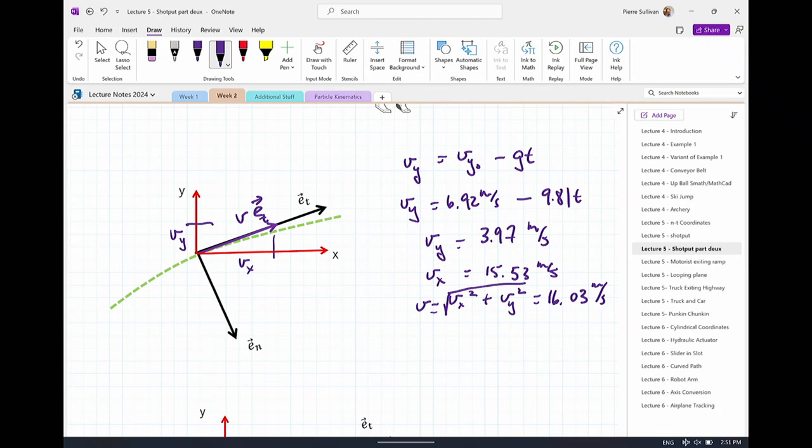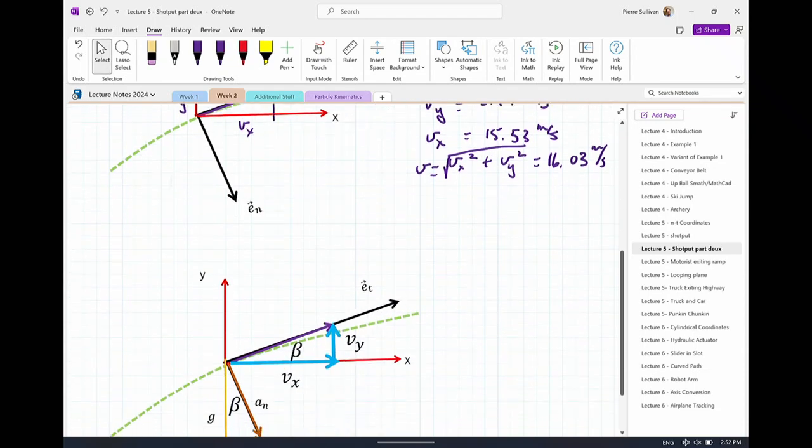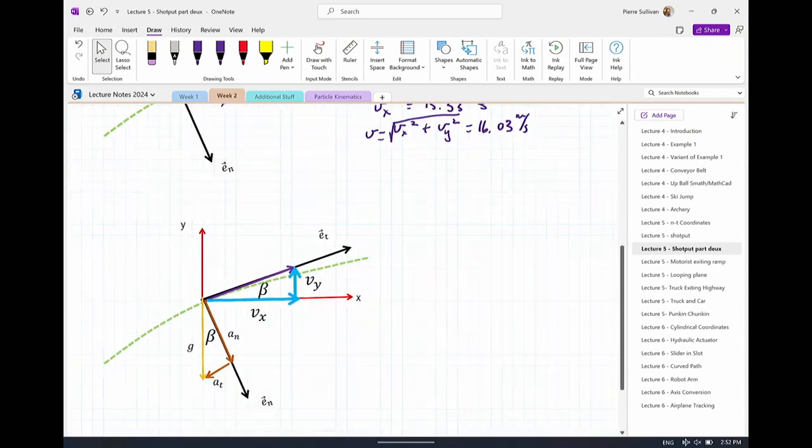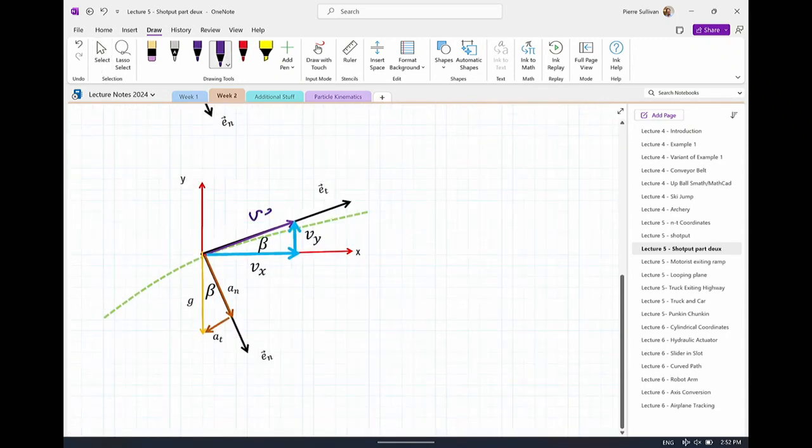I know that the magnitude of velocity, the speed, is 16.03 meters per second. As a result of that, I know that my answer here is 16.03 e sub t. But I don't know how to describe e sub t yet until I do the next step. Okay, well, I'm going to sort of leave that there.